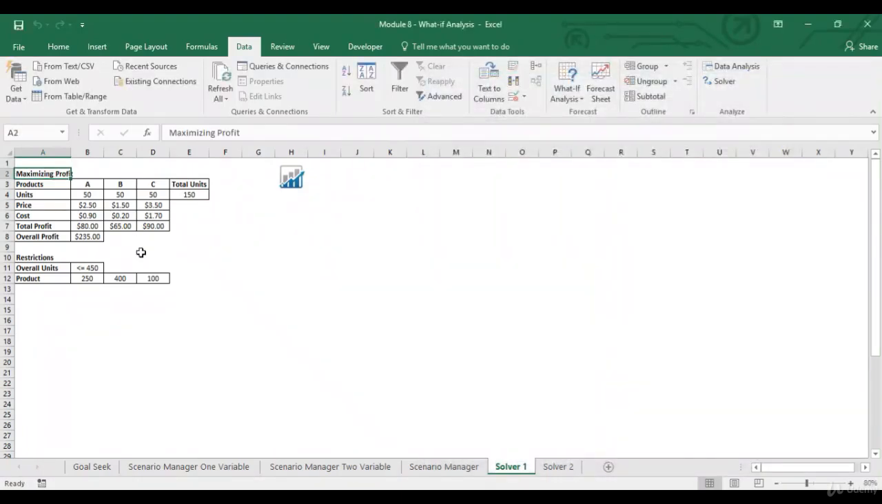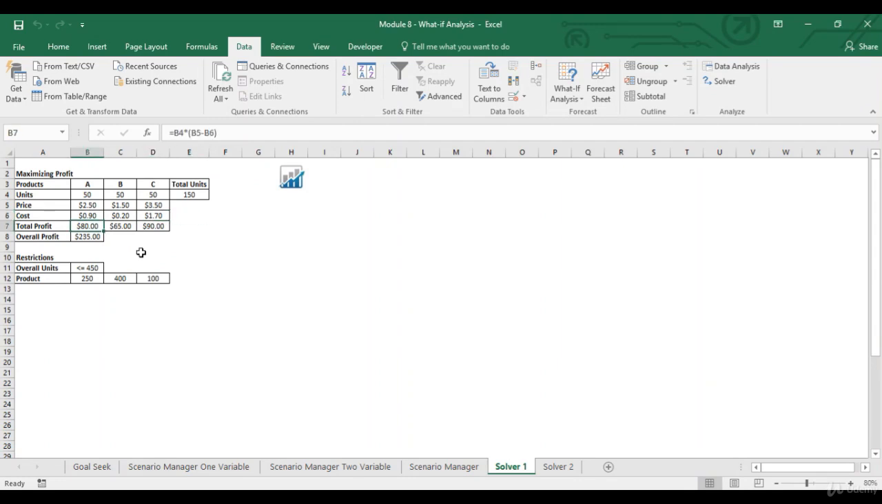So over here I've got a company and the company produces three products A, B and C. So right now the company is producing 50 units of each of A, B and C. So the total units it is producing is around 150. Over here we've got price per unit. So for A, one unit will fetch 250, for B 150 and for C 350. And we've got the cost per unit also, 90 pence, 20 pence and $1.70.